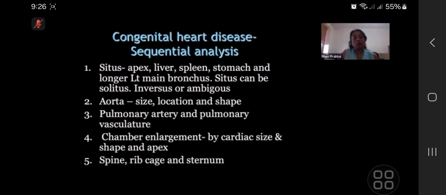And then we assess the aorta, how the aorta looks. Is it enlarged or smaller, on which side it is, right-sided or left-sided? Is there any abnormality in the shape of the aorta? And then we move on to the pulmonary artery, main pulmonary artery first, and then the rest of the pulmonary vasculature. And later on, the chamber enlargement.